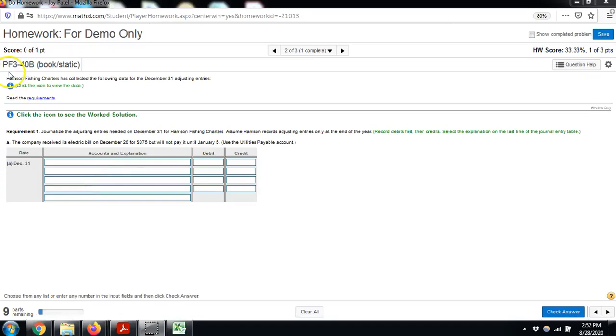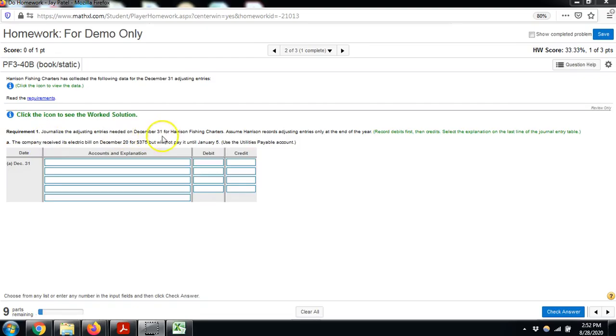So now we're going to be doing PF3-40B. So basically this question is going to be asking us about adjusting entries, and then it's going to be asking us the financial statement impact if we did not make these adjusting entries. So let's start with the first requirement here.